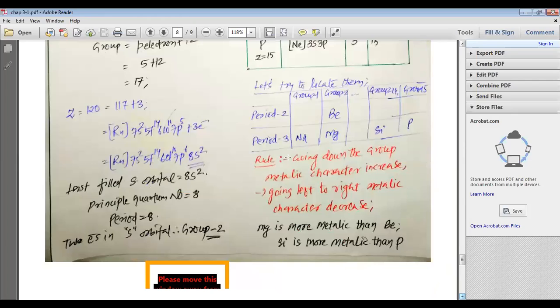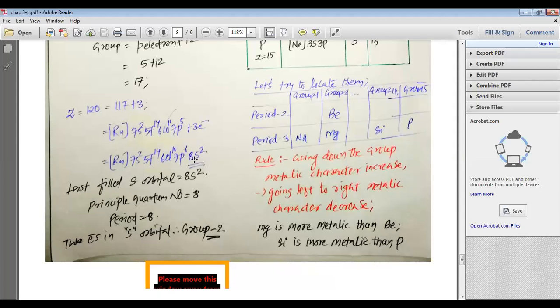Now we'll look at the electronic configuration for Z equal to 120. We know that 117 plus 3 is equal to 120. For 117, we have already written radon 7s2 5f14 6d10 7p5. We need to add 3 more electrons. So in 7p, we can add 1 electron. It turns into 7p6. Now after 7p comes 8s. So when 1 electron goes to 7p, it becomes 7p6, and 2 electrons have been left.